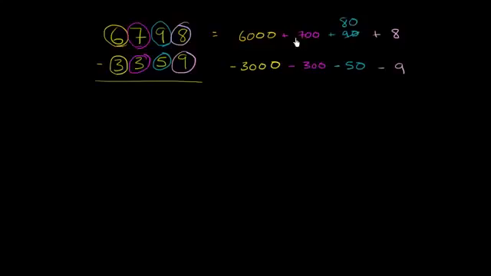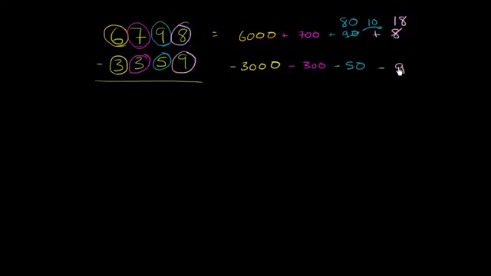But we don't want to change the value of the entire number, so we're going to give that 10 to this 8. We're essentially regrouping right over here. And then that 8 can become an 18. Notice, I did not change the value of the number. I just essentially changed how I represented it. Instead of saying it's 6,000 plus 700 plus 90 plus 8, I'm just saying that it's 6,000 plus 700 plus 80 plus 18. Those are both going to give you 6,798.